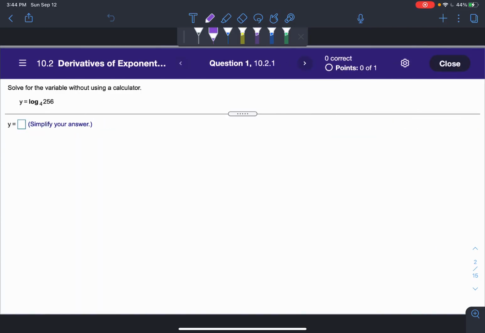Okay, so for here we want to solve for the variable y without using a calculator. When we have a logarithm, we read it as the logarithm with base b, which is 4 here, and then our x is 256. And so we can translate this as 4 raised to some power x is equal to 256.